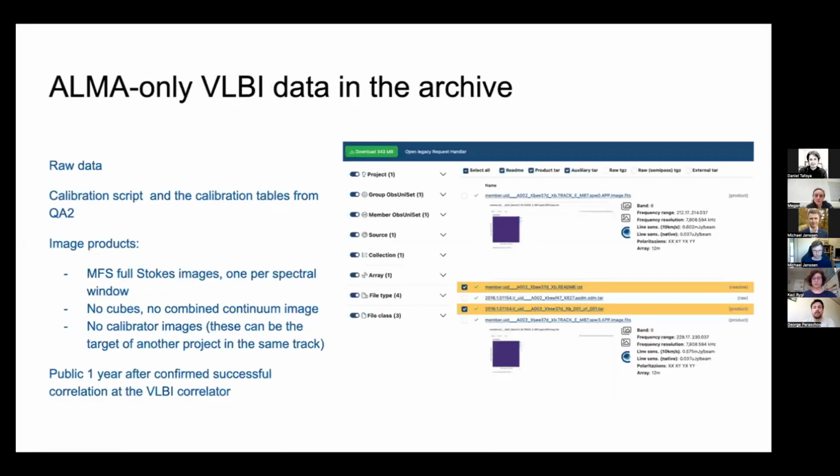For each observation, you can then find the following products. There are the raw data, and you will find the calibration script with all the calibration tables from the QA2. So this will of course be applicable project-based, just for this data set. Remember that this QA2 does a full polarization calibration. So among the image products that you can find are the multi-frequency full Stokes images, one per spectral window. So you have Stokes I, Q, U, and V.